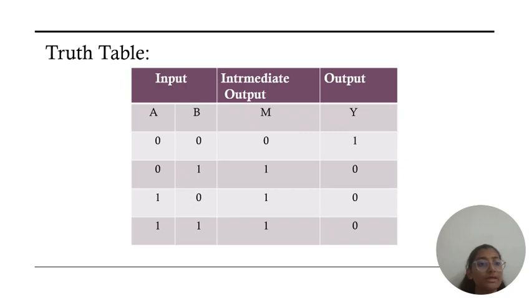Now let us see the truth table for the NOR gate. Here we have A and B as inputs, the intermediate output represents the OR gate output, and the final output is the negation of the OR gate output.